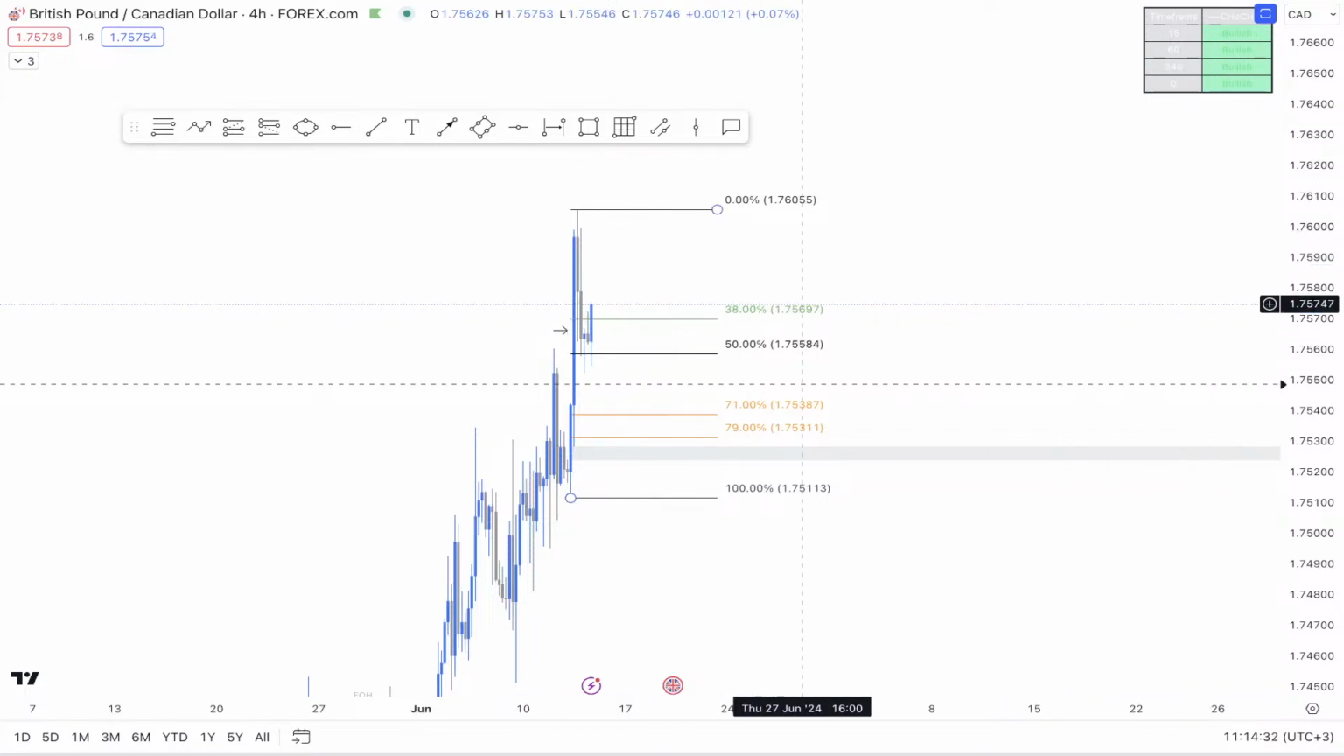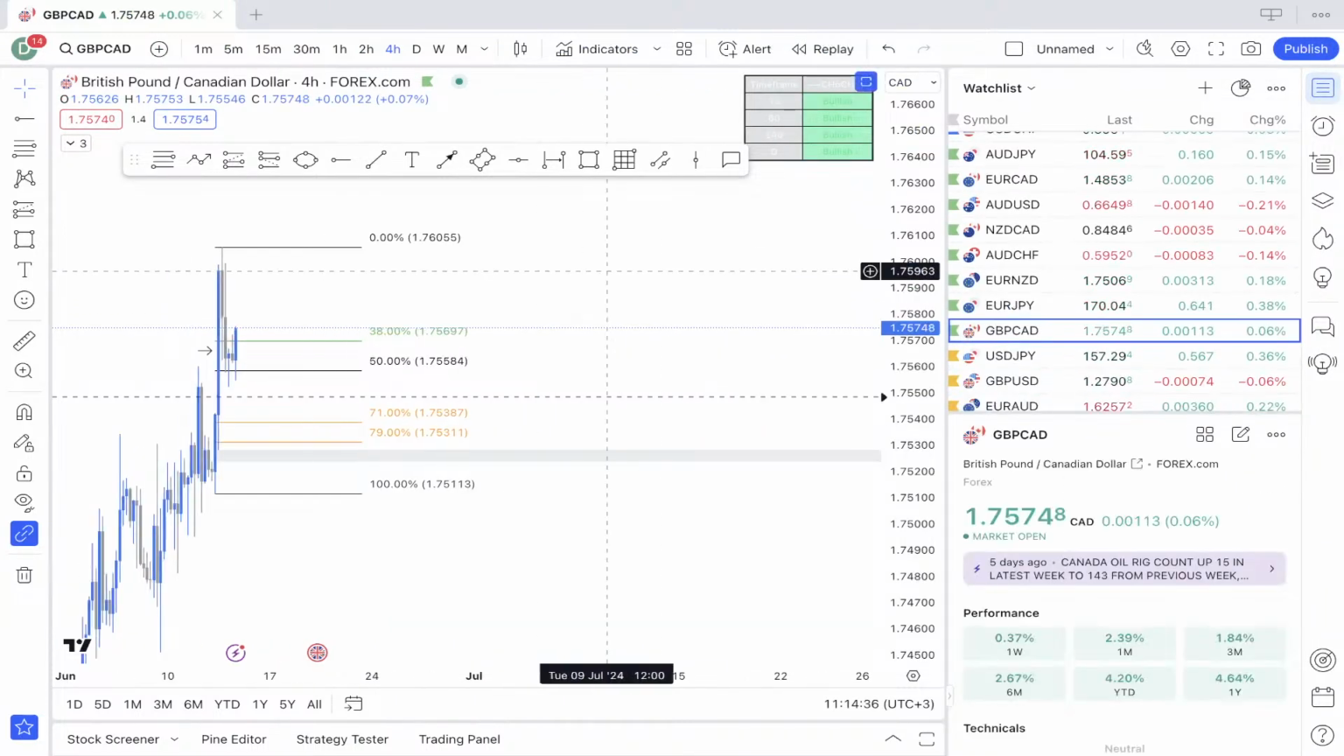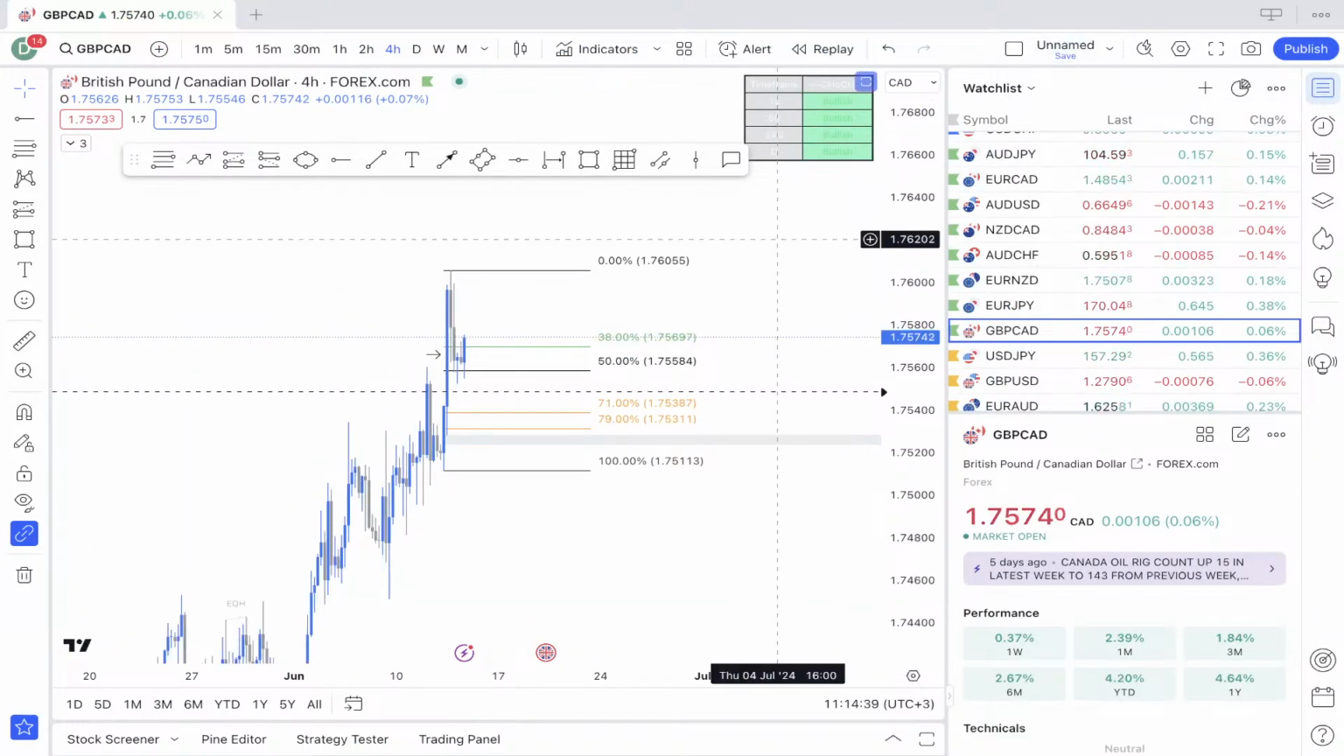And this pullback looks pretty corrective as well. So we definitely want to see a continuation of that. And yeah, we'll end today's Forex analysis right here.